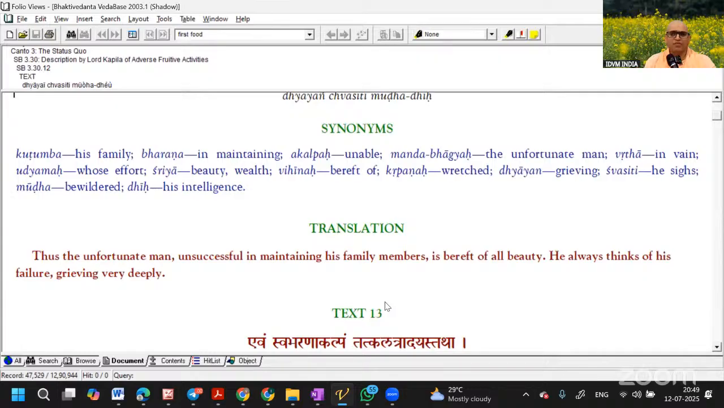Thus, the unfortunate man, unsuccessful in maintaining his family members, is bereft of all beauty. वो काला काला हो जाएगा. Why? Why will they become so black? Because of tension. Inside the heart, there is no happy mood. There is no happiness because of debts.